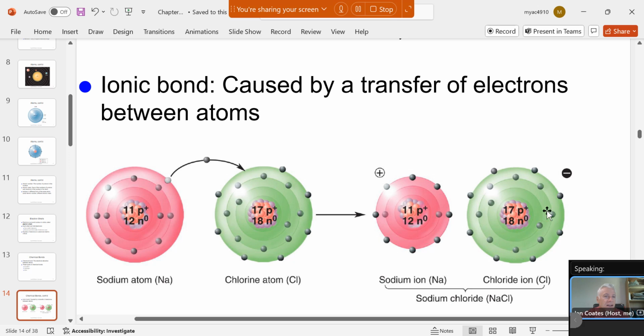Here we've got this chlorine, 17 protons, 17 positive charges. It had 17 electrons, but now it has 18 electrons. So you see, it has a negative charge, a -1 charge. And what we have now is sodium chloride. And these guys are bonded. Okay, and that's it. Dangerous, dangerous, yummy.